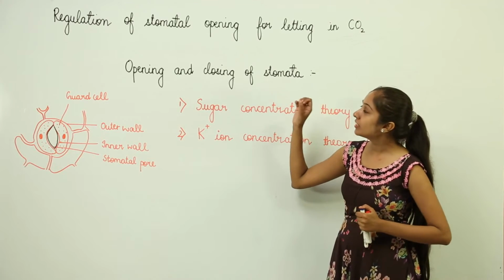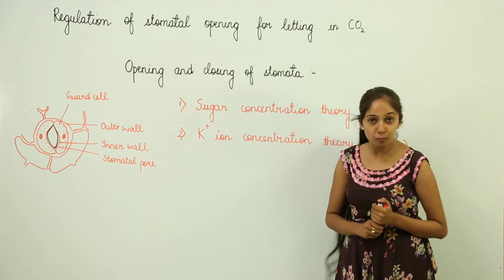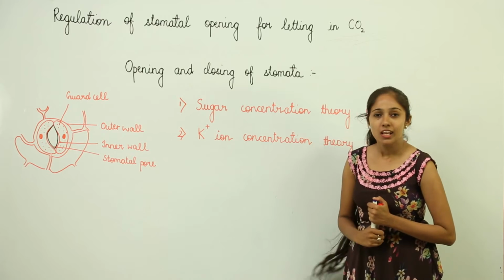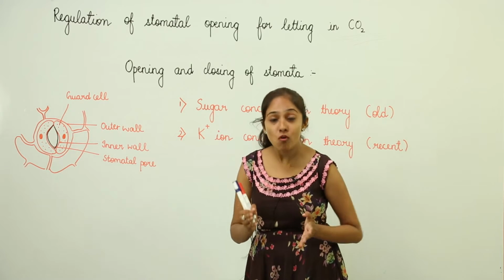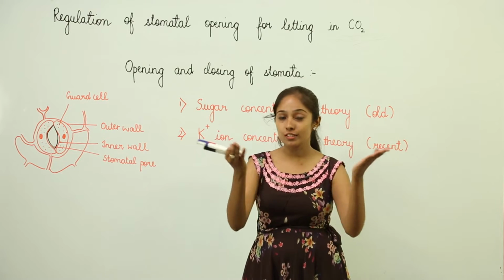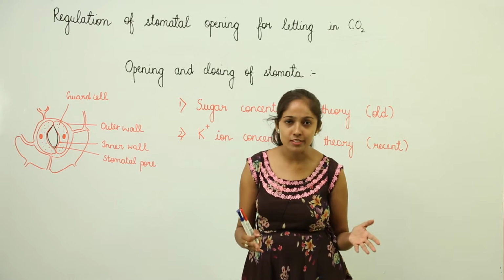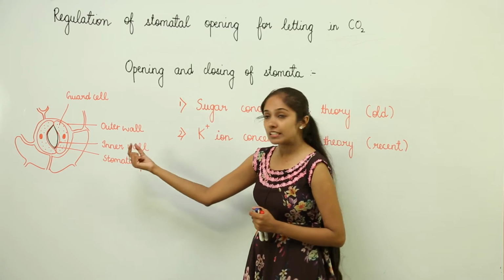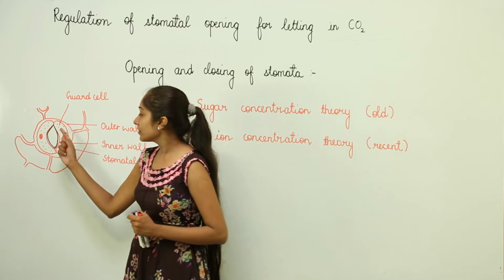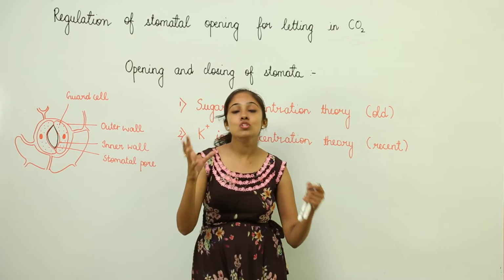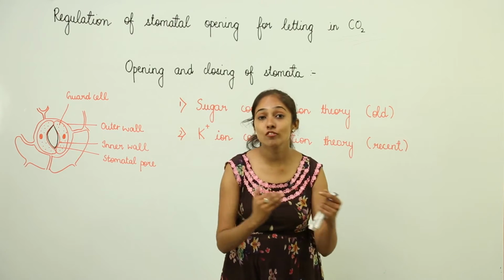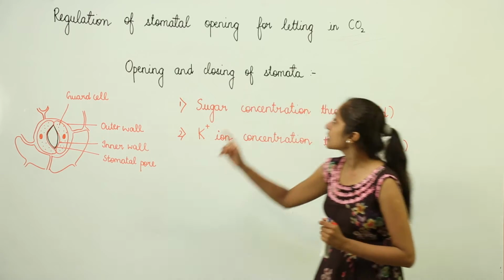Let us see how there is regulation of the stomatal opening for letting in CO2. Now, when we talk about stomata, stomata are the tiny pores which are there on the lower surface of the leaf, mainly on the lower surface of the leaf. What does stomata perform? This is the stomatal pore. So, the opening and closing of the pore is going to help in the exchange of gases, especially CO2.